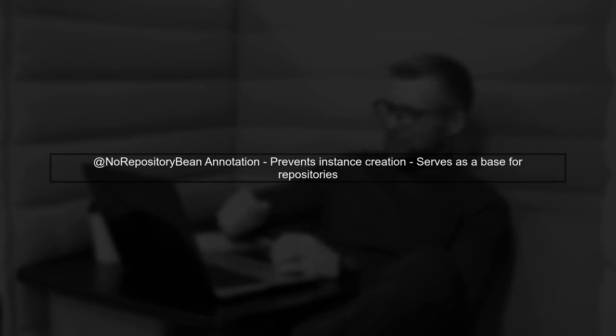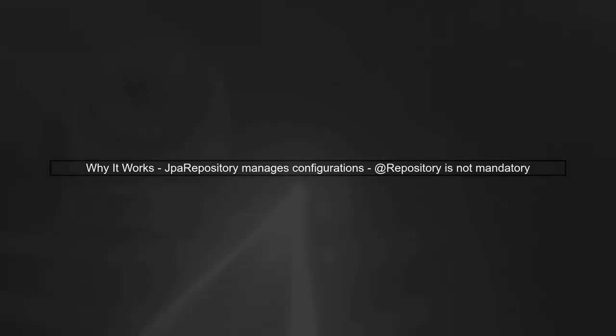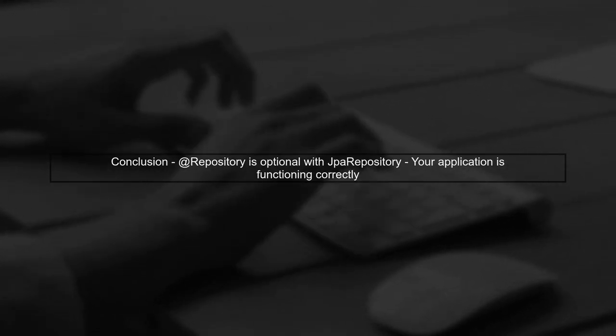The @NoRepositoryBean annotation in JpaRepository indicates that Spring should not create an instance of this class. Instead, it serves as a base for other repository interfaces. So if your repository class works without the @Repository annotation, it's likely because JpaRepository handles the necessary configurations internally. In conclusion, while using @Repository is a good practice for clarity, it is not necessary when extending JpaRepository. Your application is functioning correctly.